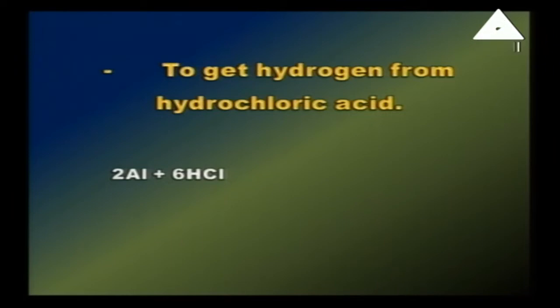As aluminum, when added to hydrochloric acid, it will produce aluminum chloride and hydrogen gas evolves. Another one, we can put magnesium, which can produce magnesium chloride and hydrogen gas evolves also.